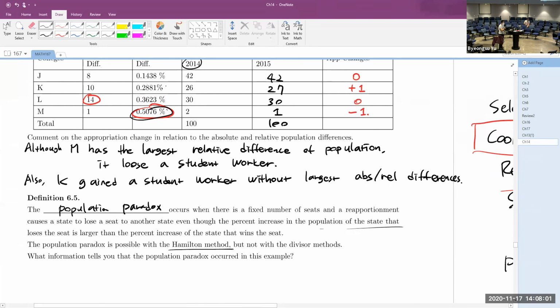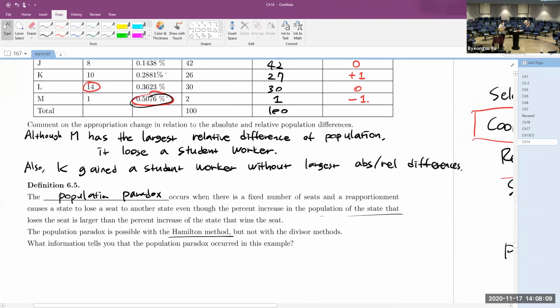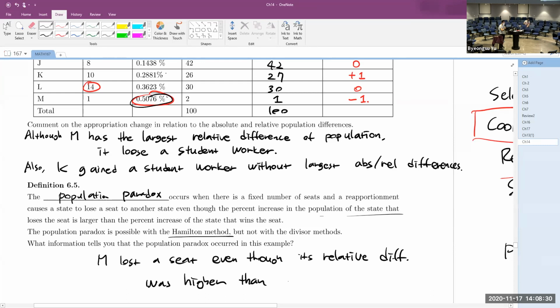So it is possible with the Hamilton method, but it is not possible with the division method. So you can tell from the example that M lost a seat even though its relative difference was higher than that of K, right? K gained the seat.